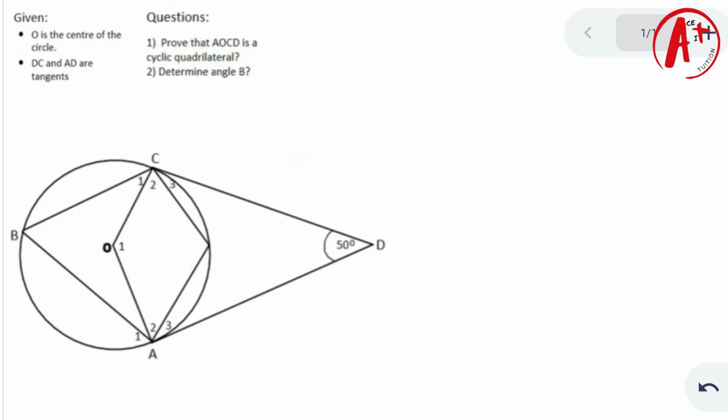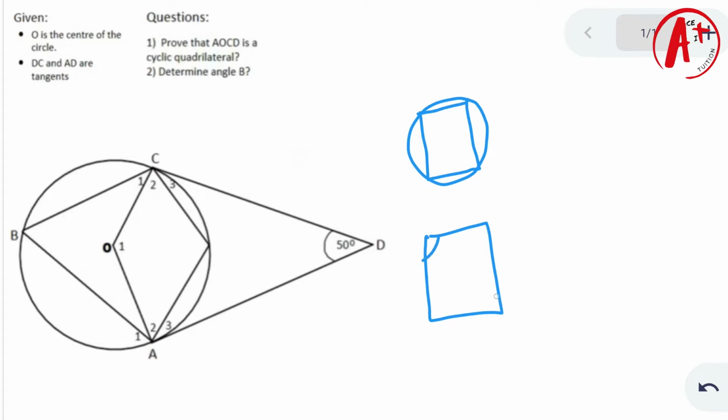Now remember, there are 4 ways to show that a quadrilateral is cyclic. The first being all 4 corners would lie on the circumference of a circle. The second, the opposite angles are supplementary, meaning that they equal 180 degrees. The third, the exterior angle needs to equal the opposite interior angle. And lastly, you get this butterfly shape where the angles subtended by the same arc are equal.